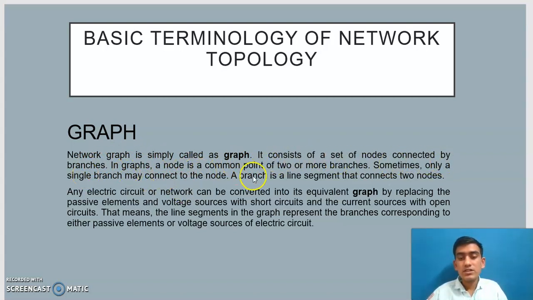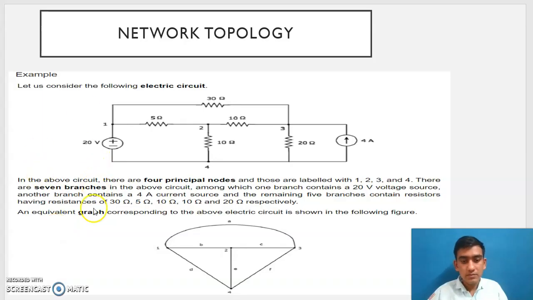In a graph, a node is a common point of two or more branches. Sometimes only a single branch may connect to a node. A branch is a line segment that connects two nodes. Any electric circuit or network can be converted into an equivalent graph by replacing the passive elements and voltage source with short circuits and the current source with open circuit. This means that the line segments in the graph represent the branch corresponding to either passive elements or a voltage source of the circuit. Let us see an example.